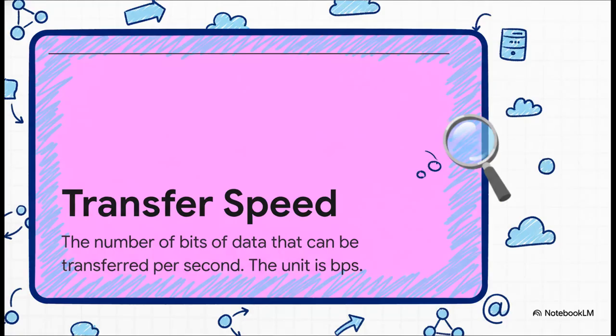Well, it all comes down to this. Transfer speed is measured in bits per second. A bit is the absolute smallest unit of digital data you can have. So a bigger BPS number just means more of those data packets can fly down the line every single second.